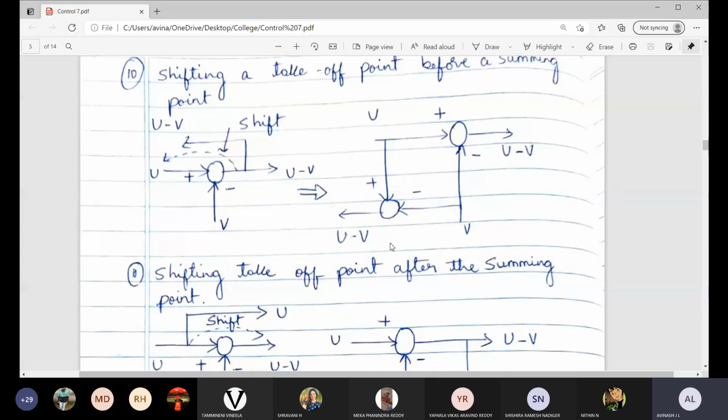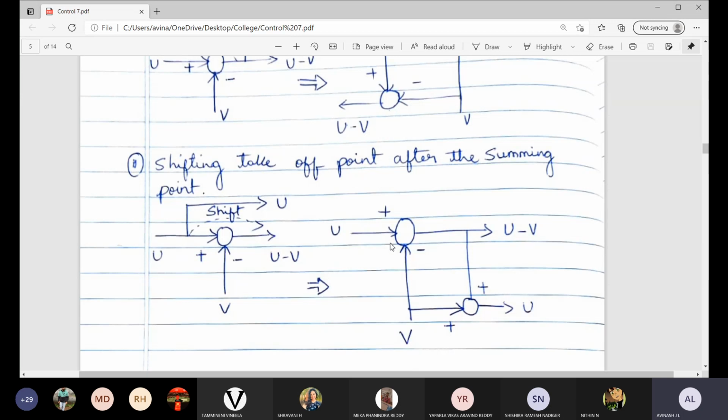In the examination they will ask you to explain the various block diagram reduction techniques. For 10 to 12 marks they will ask, minimum 8 marks also they will ask. At that time you need to write the heading and you need to write all the 11 steps.